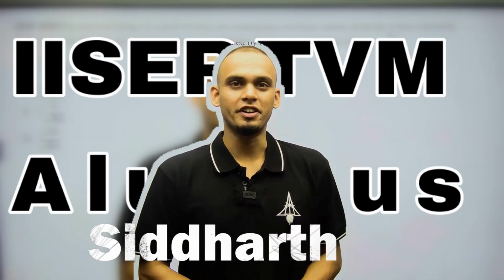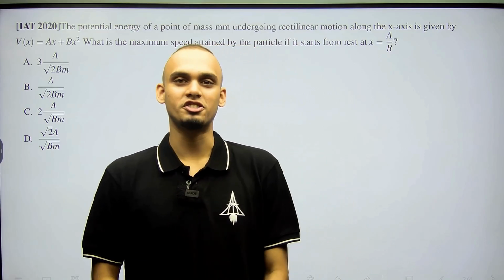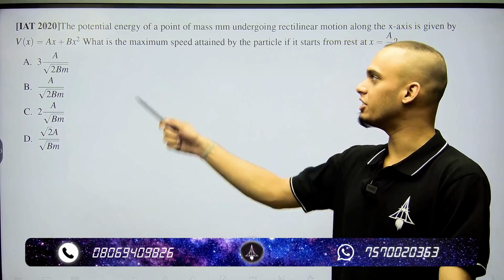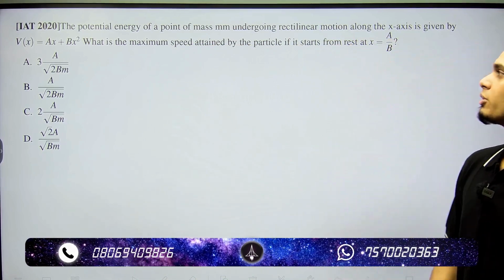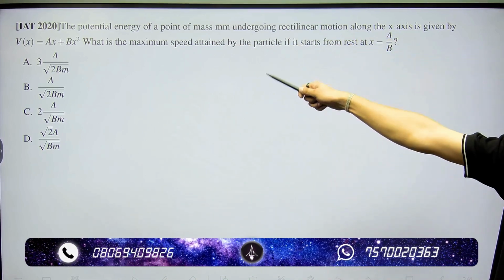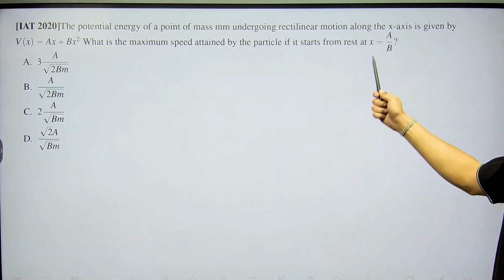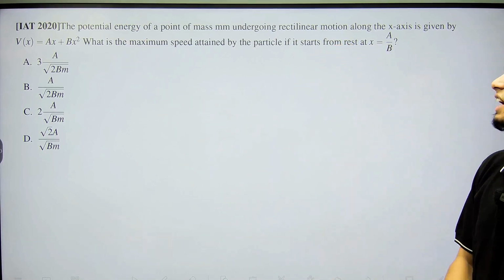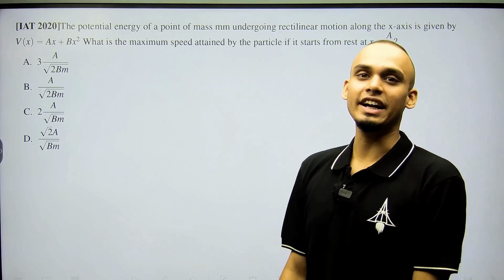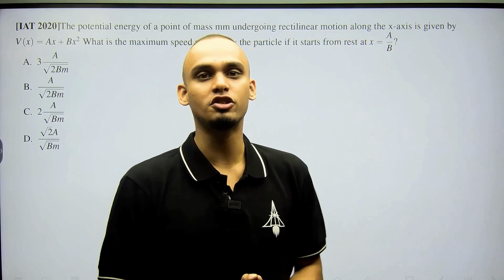I am an alumnus from IISER TVM, and today we will be solving a question that appeared in the IISER entrance exam in the year 2020. This question says that the potential energy of a point mass is given by this function. If it starts from rest at this point, then we need to find the maximum speed that it will attain during the entirety of its motion.